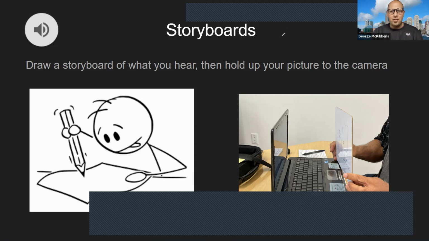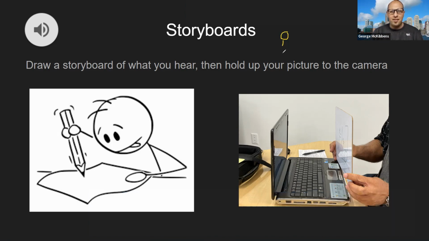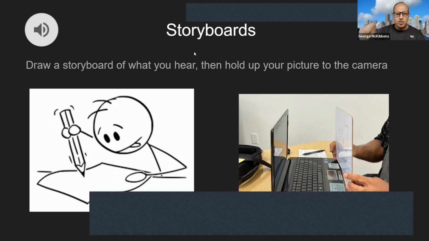Here we go. Hi, this is me, and this is a dog. Okay, that's as well as I need you to draw. It looks nothing like a dog, looks nothing like me. So draw about that well. Storyboards are just little stick figures.